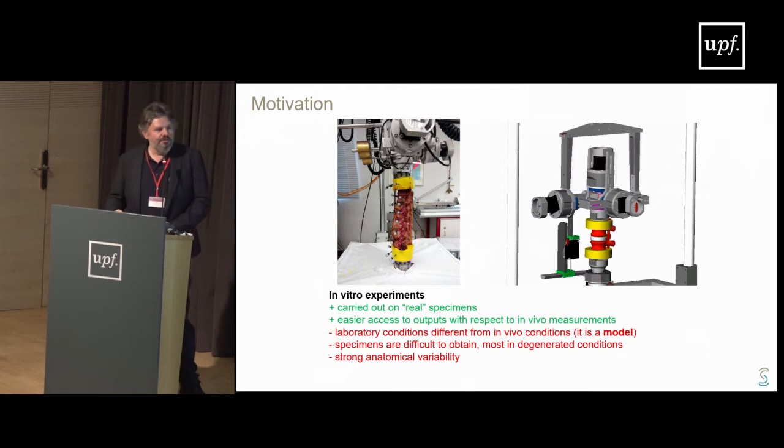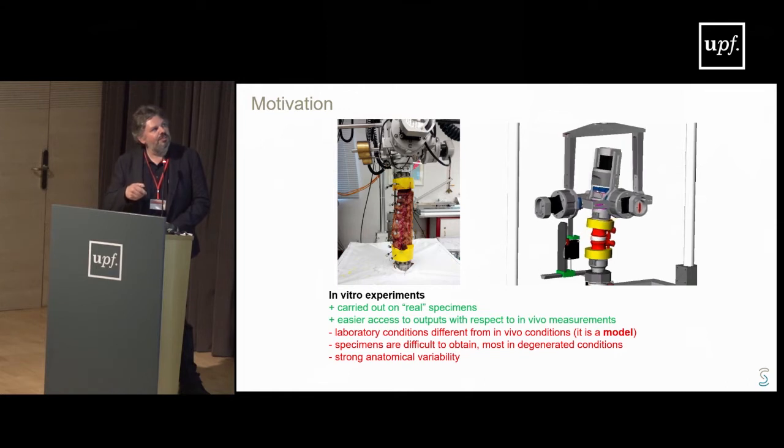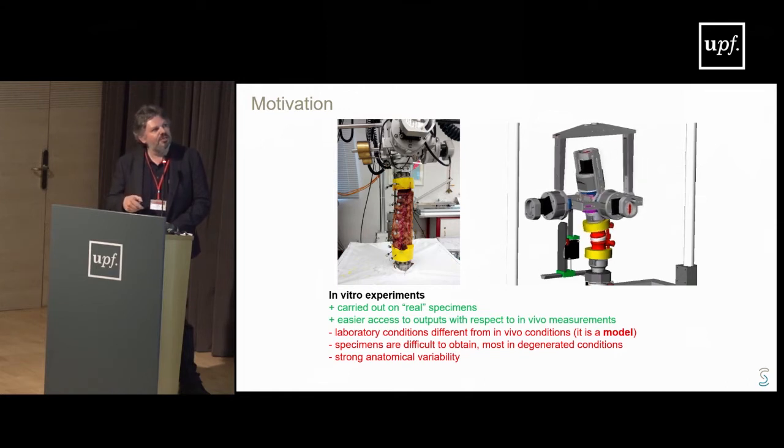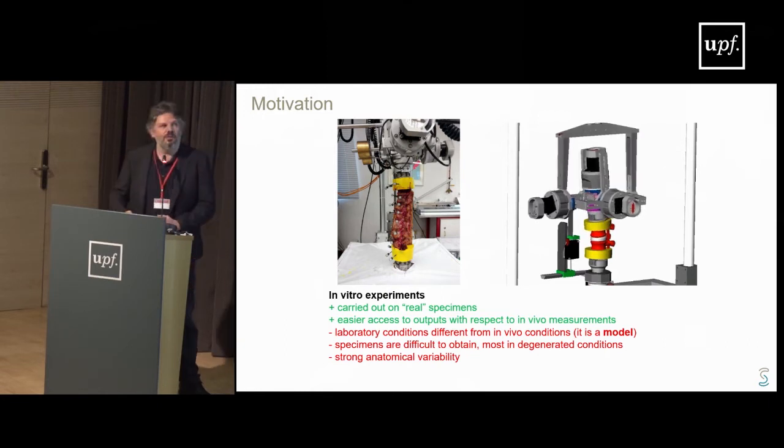Another approach is to use a cadaver. That's also very popular, done very frequently. That's an example of a cadaver of a lumbar spine mounted in a machine. The machine is able to apply some loads. You see this machine here. You have some motors that are able to apply some motion to the spine. And the idea is the same.